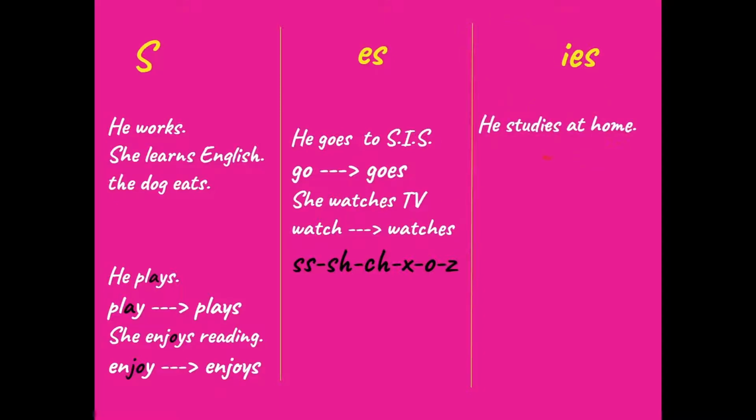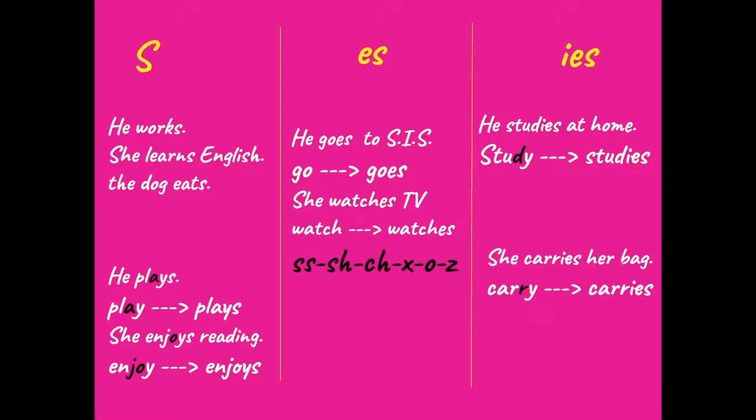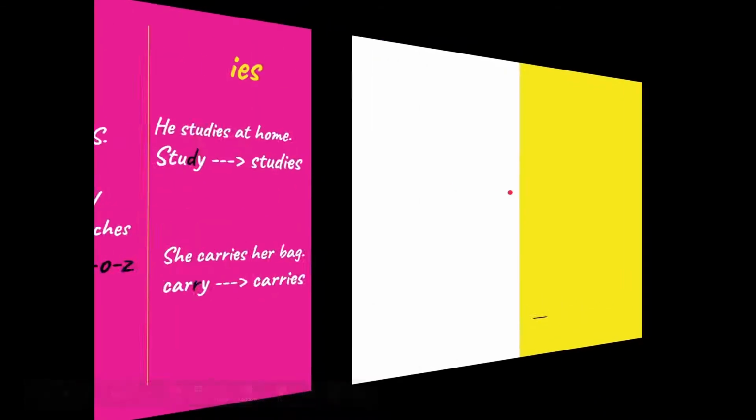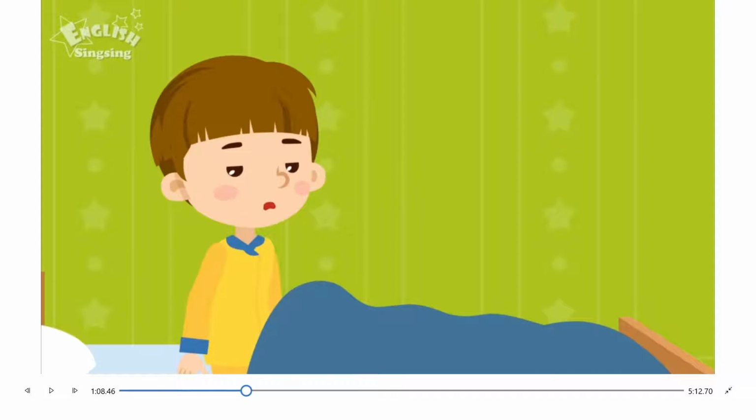What about adding IES? This happens when I have a verb like study, a verb ending in Y, and before the Y I have a consonant. Study becomes studies. I cross the Y and add IES. So here are the vowels, and here are the consonants. Simple? Let's try to have some examples, some practice, adding S to the verbs, using he, she, or it.